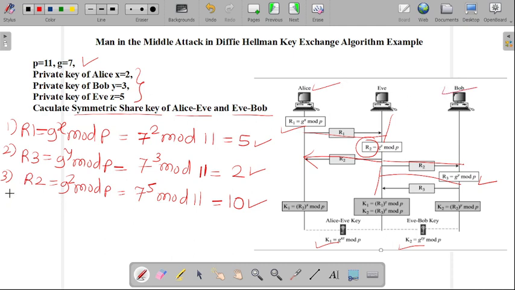So the attacker will send their public key number, that is Eve's, to both users, Alice and Bob. But Alice will think that the value is coming from Bob, and Bob will think that the value is coming from Alice. So both users will assume that the request is coming from the other party, but the request is actually coming from the attacker.